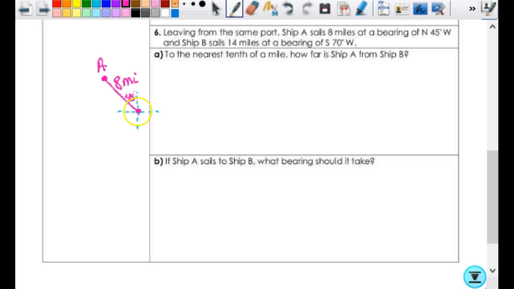So then, still starting from this same point, because this is the port, right? Then ship B is going to go 14 miles at a bearing of south 70 degrees west, and 14 is going to be longer than the 8.